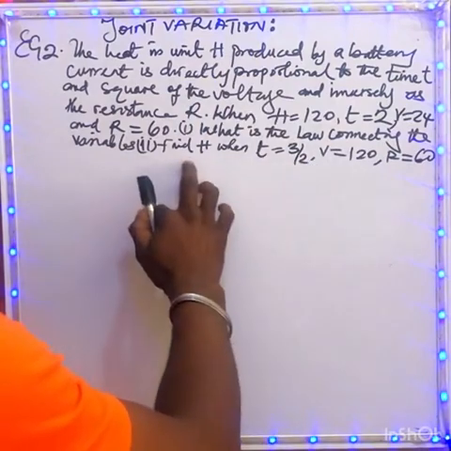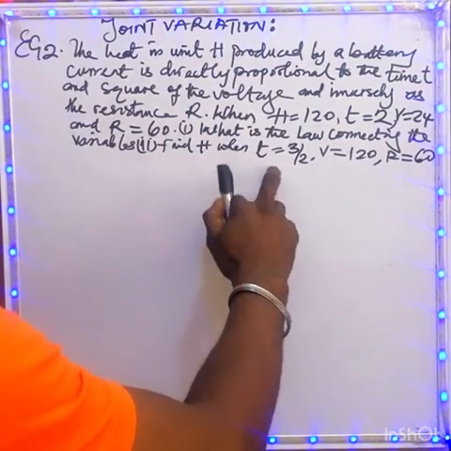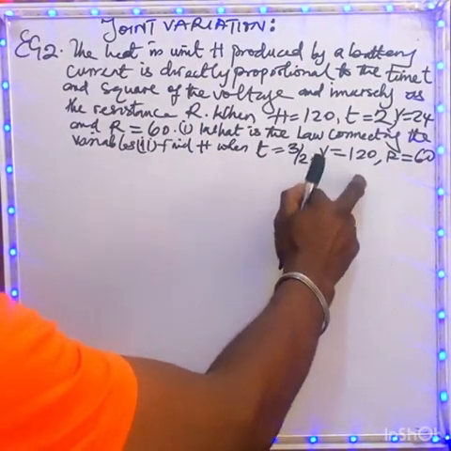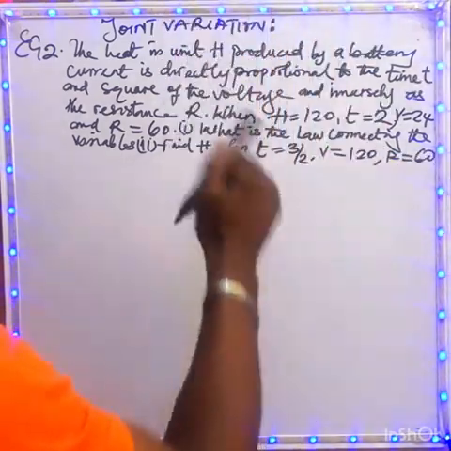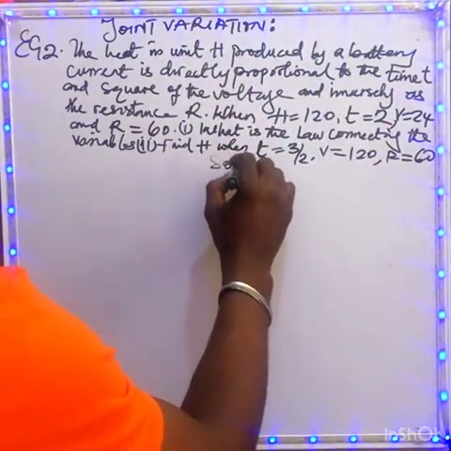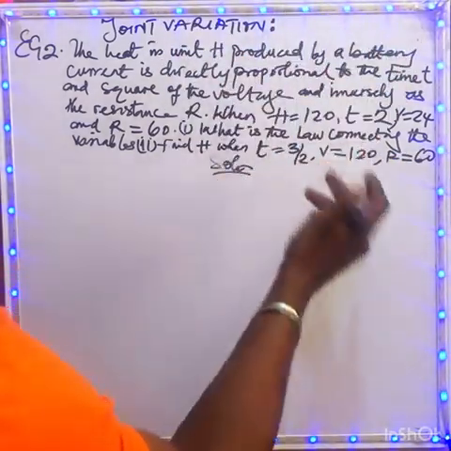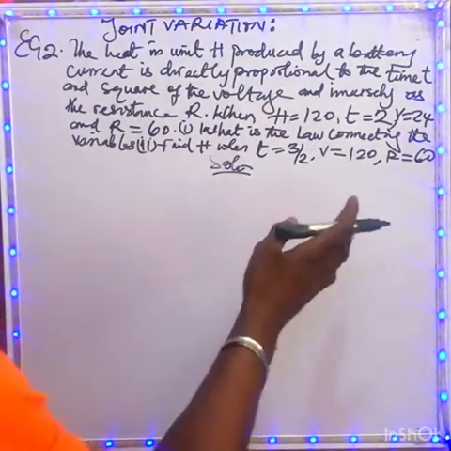Now the second part says find H when T is 3 over 2, V is 120, R is 60. Let's do that. This is very simple. Leave all the grammar, let's go back to mathematics.